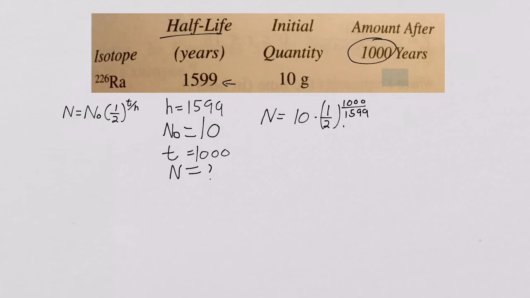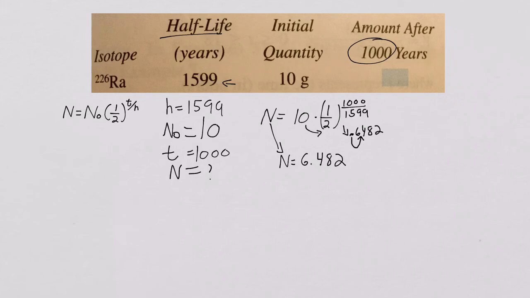So then when you solve this out, 1/2 to the power of 1,000 divided by 1599, you will find this to be 0.6482. Of course, it goes on a little longer, but that is rounded. And then when you multiply that by 10, we all know that when you multiply something by 10, that decimal gets moved over 1. So this becomes 6.482. There you go. Bring n down.